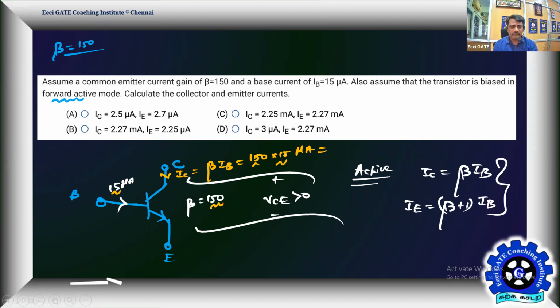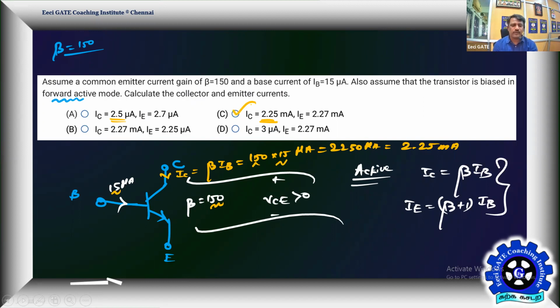Let me confirm: 150 into 15, that is 15 into 10 and 15 into 5. So 225. It's going to be 2250 microamps, nothing but 2.25 milliamps. You need to manipulate this quickly. Only one option matches. That's all, the problem is over.